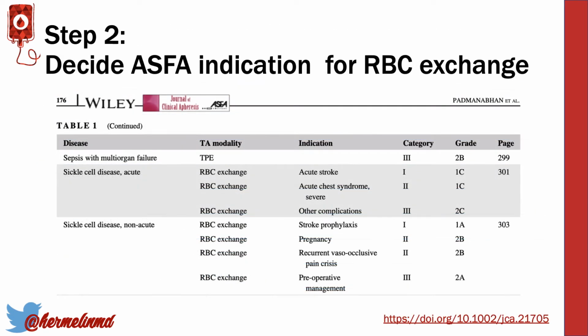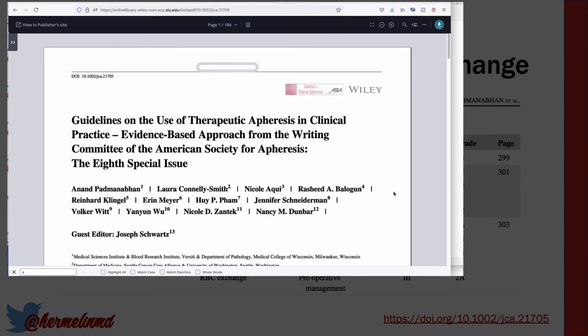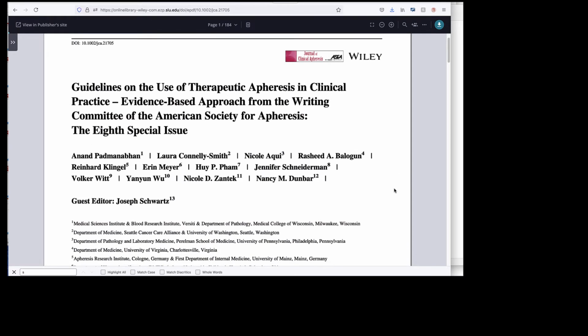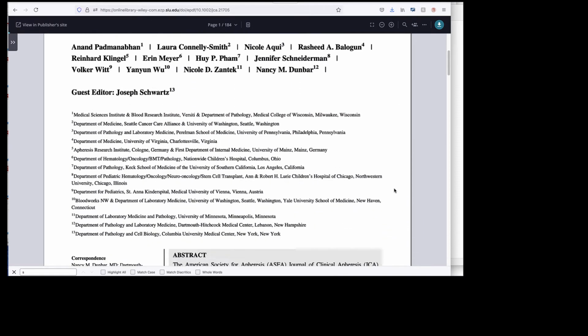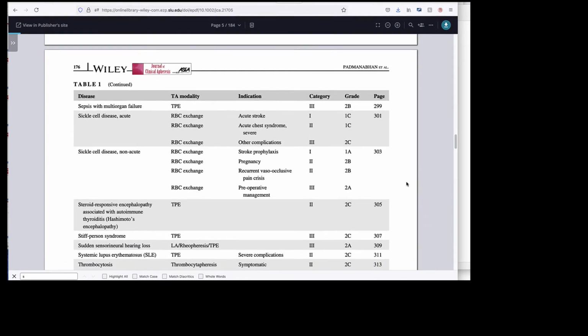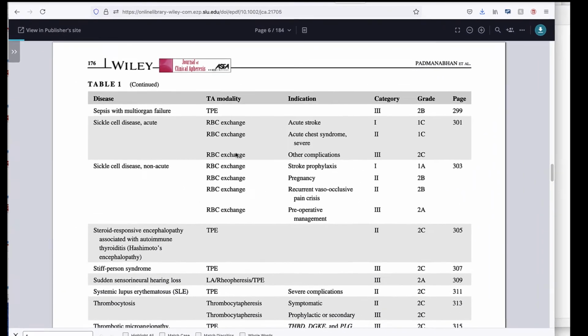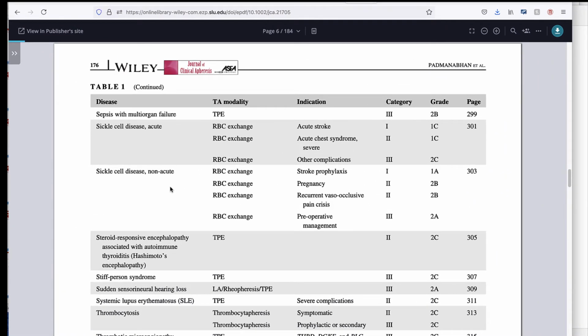Step 2 is deciding the ASFA indication for red blood cell exchange. You'll notice in the ASFA Guidelines there are 2 sections for sickle cell disease. The first one is sickle cell disease in the acute setting and the second is sickle cell disease in the non-acute setting. And notice that in both sections there are different indications in corresponding different categories.